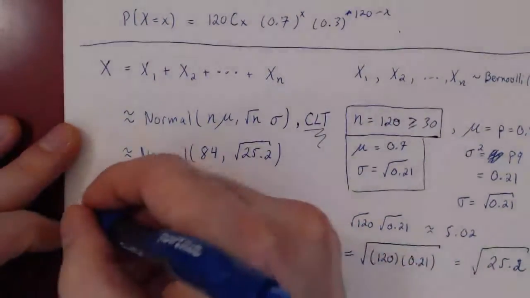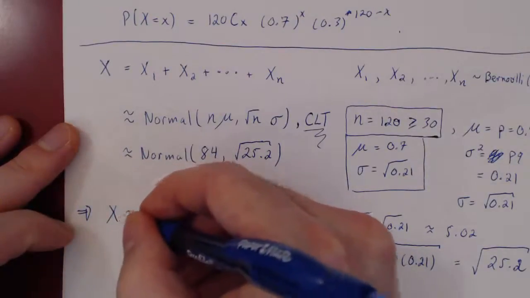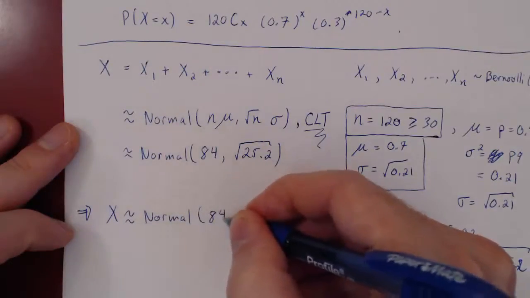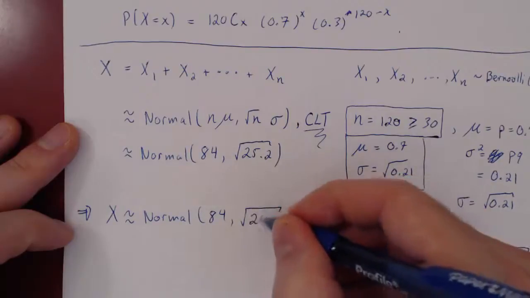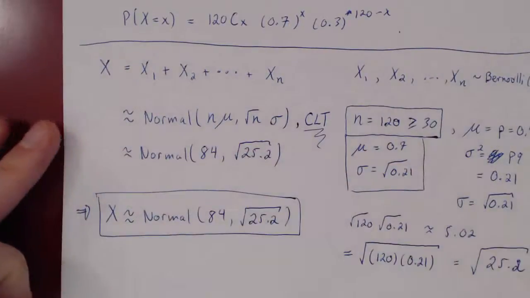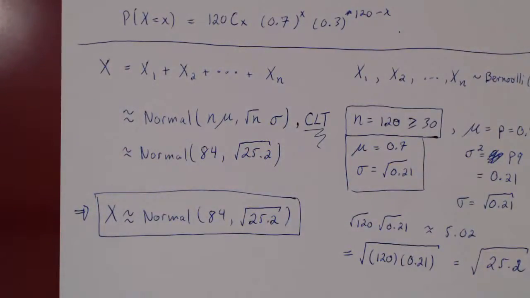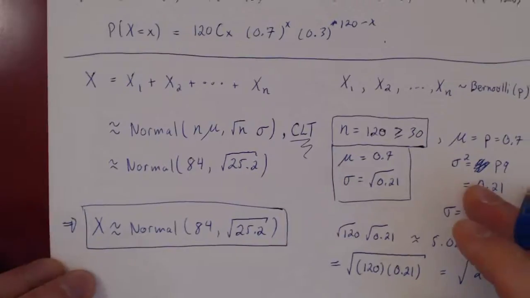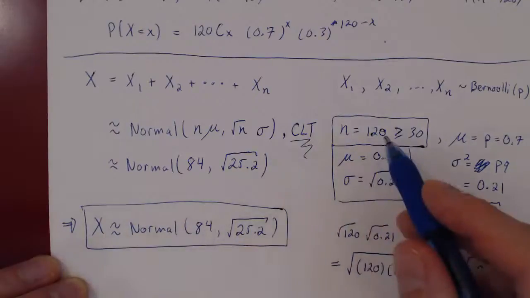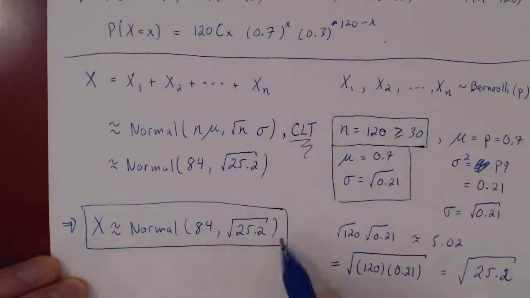So now this is our conclusion. X is, by the central limit theorem, approximately a normal random variable with a mean of 84 and a deviation of root of 25.2. And now we can find the probability of x being above 90 with our normal distribution, as we have done in the previous videos. So let's move on to a different page and rewrite our distribution for x, which is approximately normal. Because n is well above 30, we'll have a really good approximation.